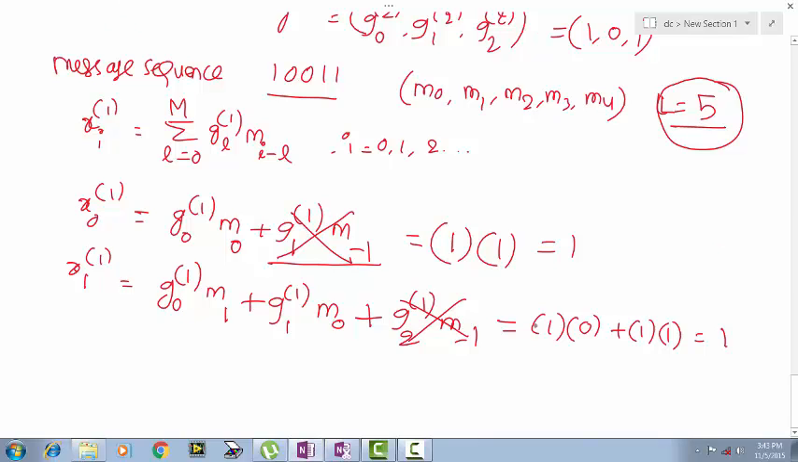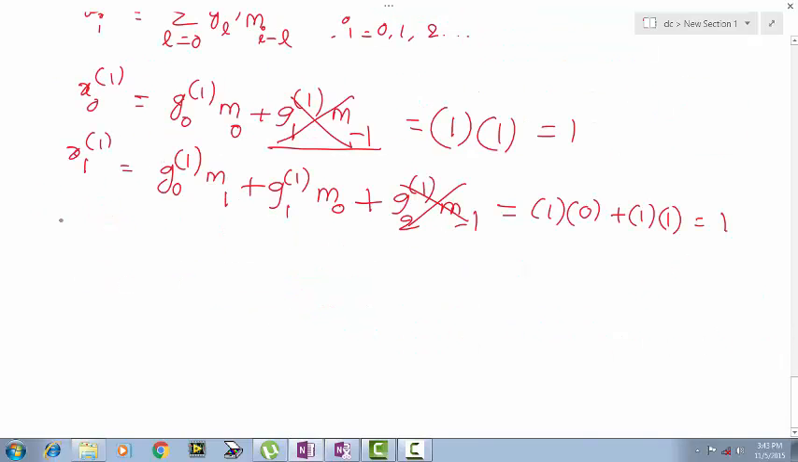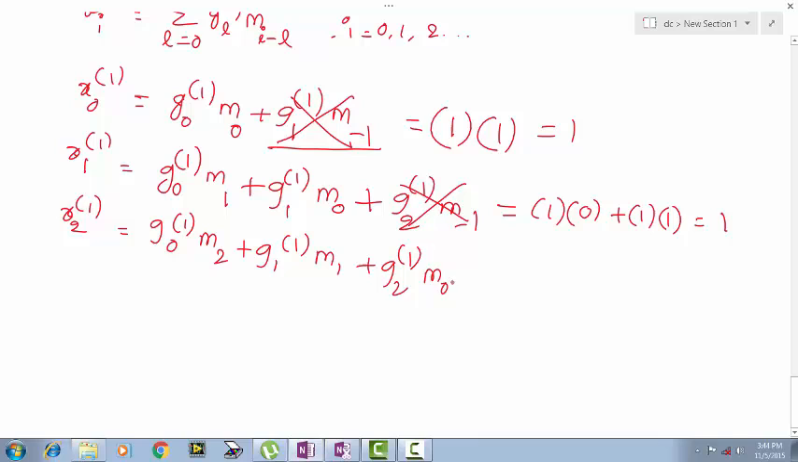Next, the third bit x_2 of 1 from the first output. So it will be G_0 of 1 m_2 plus G_1 of 1 m_1 plus G_2 of 1 m_0. After this I will get m minus 1, so I need not write that. So 1 into 0 plus 1 into 0 plus 1 into 1. So it will be 1, the output.